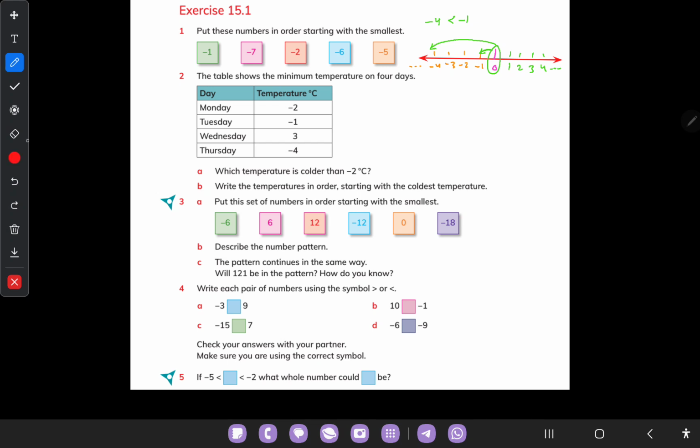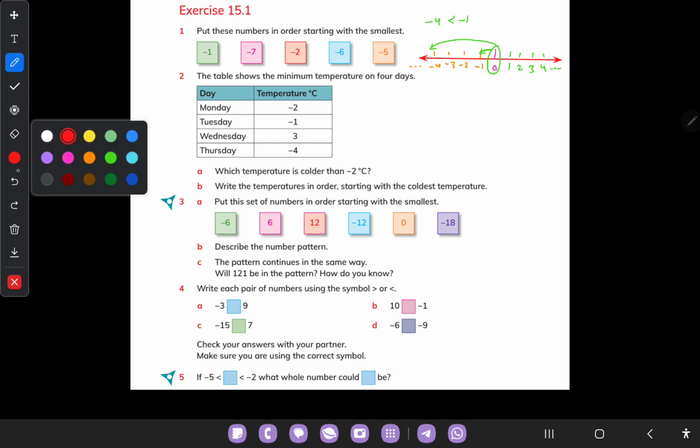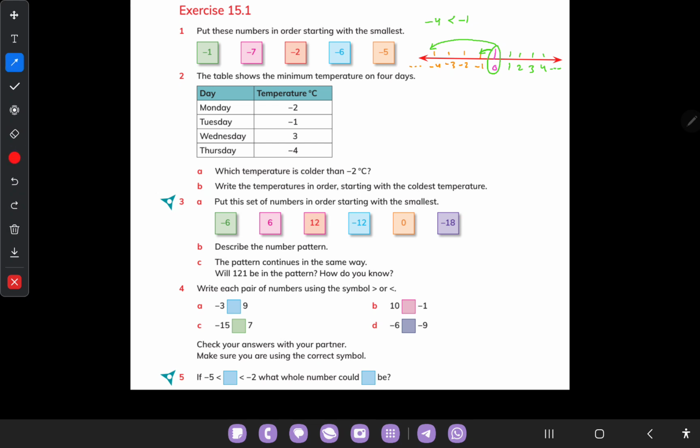Why? Because the numbers increase in the right direction. When we move to the right, the numbers get larger and larger. As you see here, negative 2, negative 1, 0, 1, 2, 3, 4. So the numbers increase in the right direction when we move from the left to the right. Okay? So when the number gets far away from 0, it will be smaller and smaller.